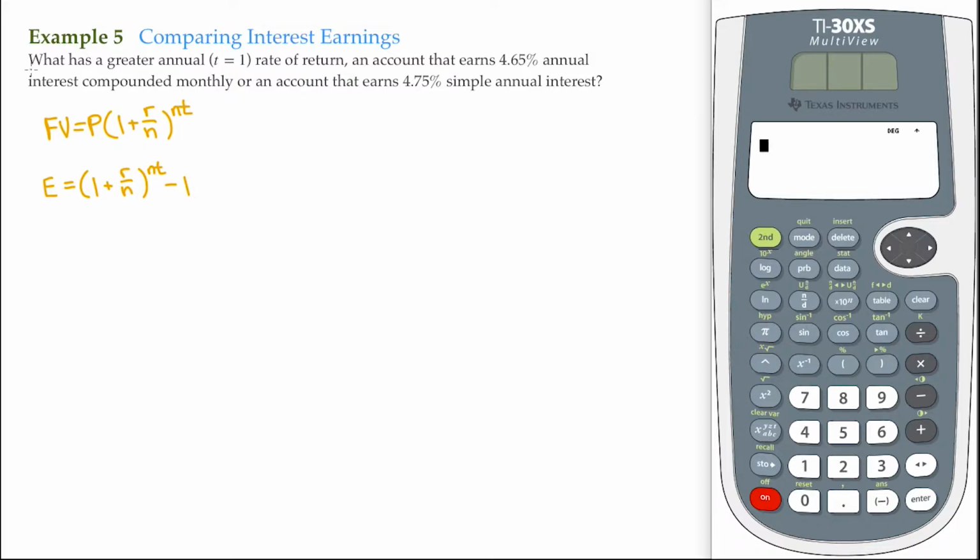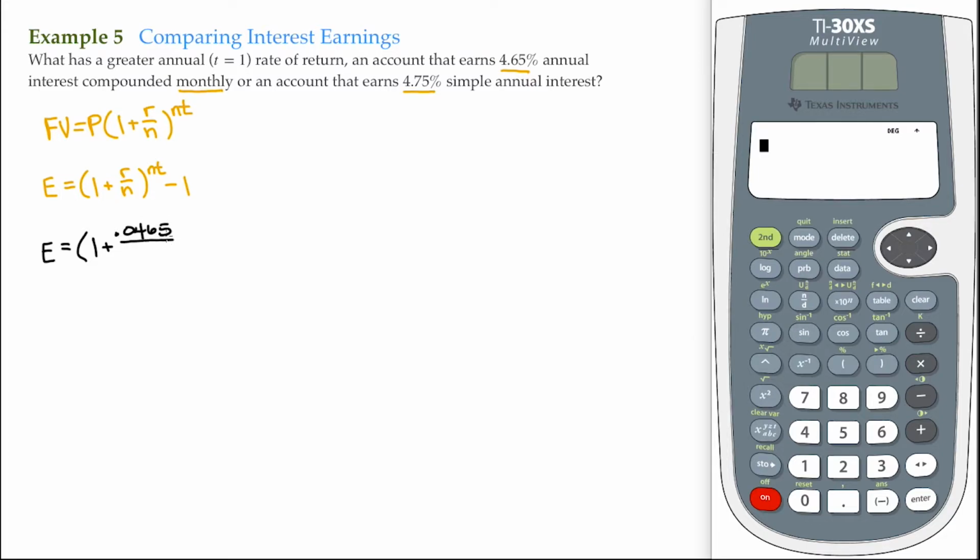So for this scenario, it says, what has a greater annual, that's where t is equal to 1, rate of return? An account that earns 4.65% annual interest compounded monthly, or an account that earns 4.75% simple annual interest? So this equation here is going to show the effect that it has on the 4.65%. So E is equal to 1 plus R, and R is 4.65%, 0.0465.